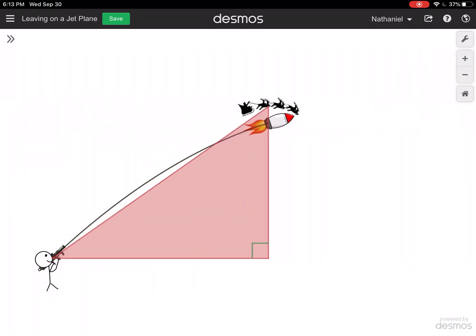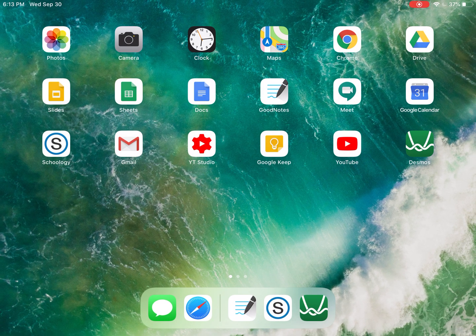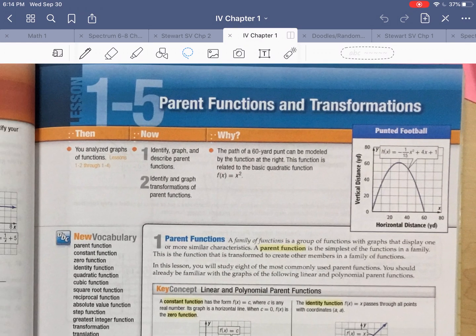But the topic for today is section 1.5, which is not that stuff. It is this stuff: parent functions and transformations. So what we're going to be doing is looking at a few function families. We're going to talk about the parent functions, and then we're going to talk about functions in general and things that we can do to every single function to change them in a variety of ways.